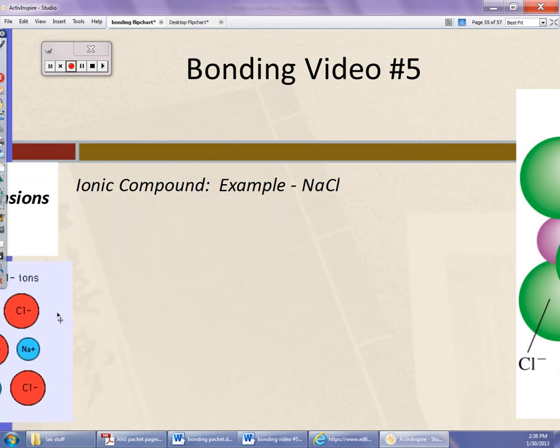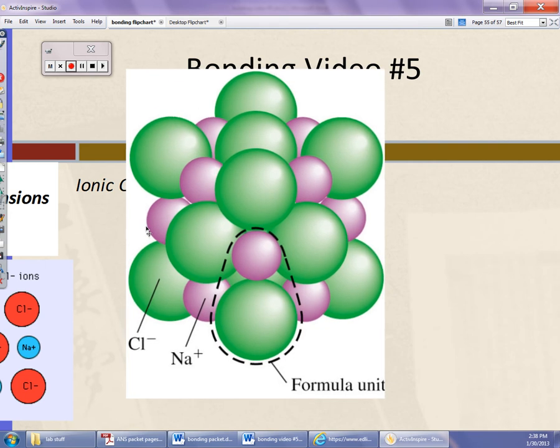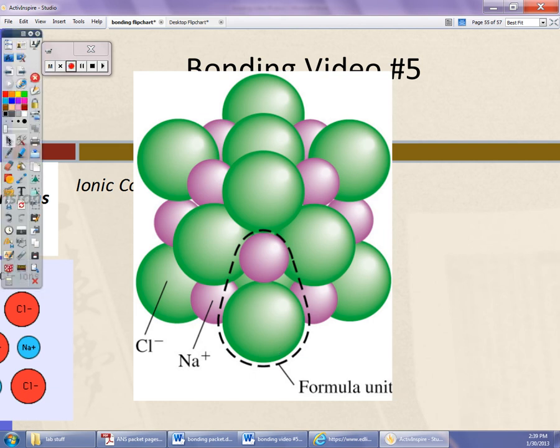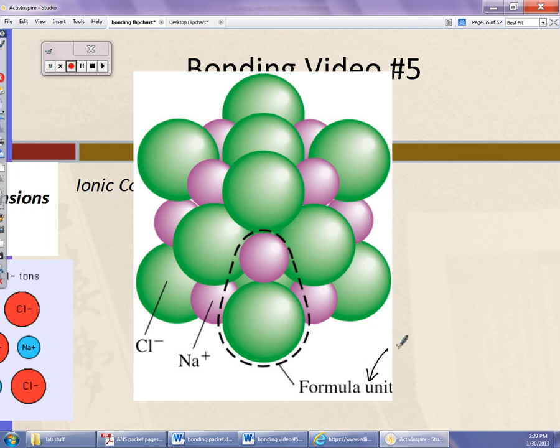After this thing is done bonding together, you have something similar to this. You have the repeating structure with negative, positive, negative, positive, negative, positive, and it repeats on, and you get a cube type of structure. This right here is called your formula unit. This is your simplest ratio of positive to negative charges. It is the exact same thing as your name or your formula. So this is your simplest ratio of positive to negative ions.